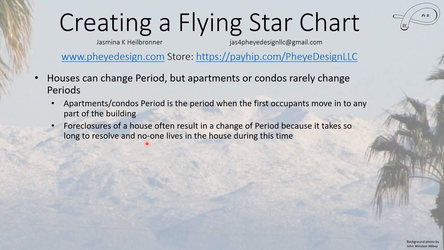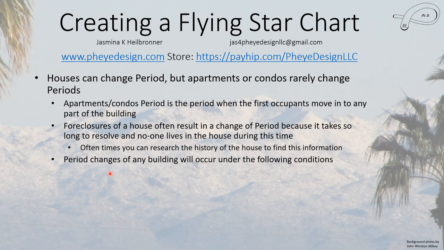Now, foreclosures of a house often result in period changes because it takes so long to resolve and no one lives in the house during that time. And so that is something that you want to look into if you're buying a house. Oftentimes you can research the history of your house if you live in a place that keeps decent records. There are some countries where you can't, but you can usually ask neighbors and things like this if you can't get any other kind of information.